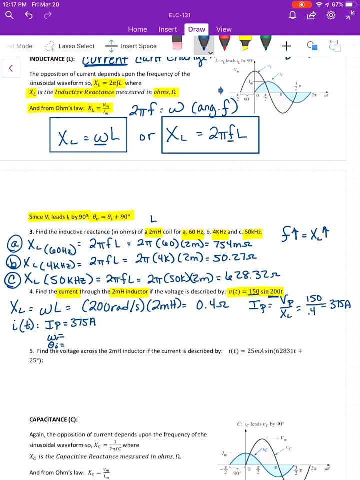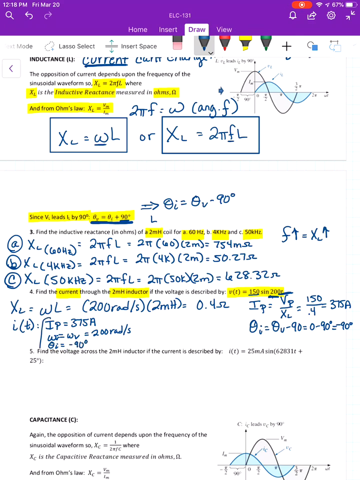Omega is going to be the same whether we're talking about I or V. So that's just going to remain at 200 radians per second. And now theta I, recall that the current is lagging behind the voltage. So if we're looking for theta I, that's going to be theta V minus 90 degrees. If we take this 90 here and we subtract it from both sides, that's the equation we get. So theta I is theta V minus 90 degrees. So theta V in this case is 0. Let me clear that up a little bit. Which is just a negative 90 degrees. Okay, so negative 90 degrees.